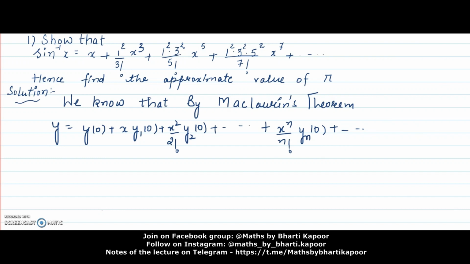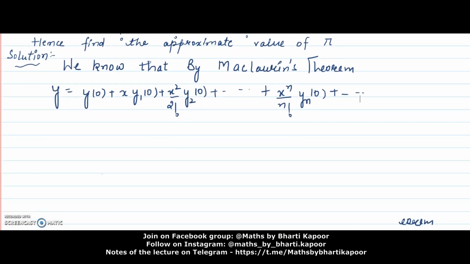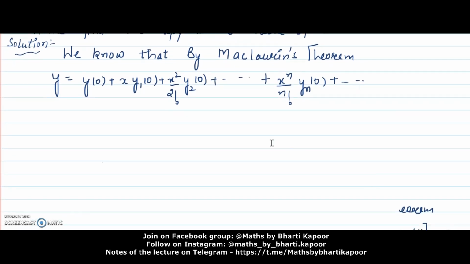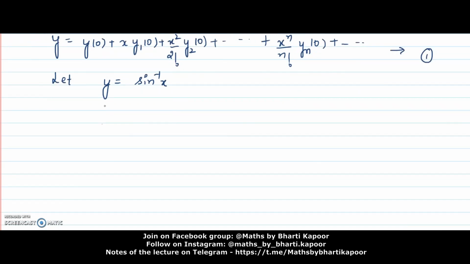For that, let's take y is equal to sin inverse x and we will find the derivative of sin inverse x of all orders. First order derivative of sin inverse x is given by 1 upon under root 1 minus x square, which implies under root of 1 minus x square into y1 is equal to 1. Squaring both sides, we get 1 minus x square times y1 square equal to 1.